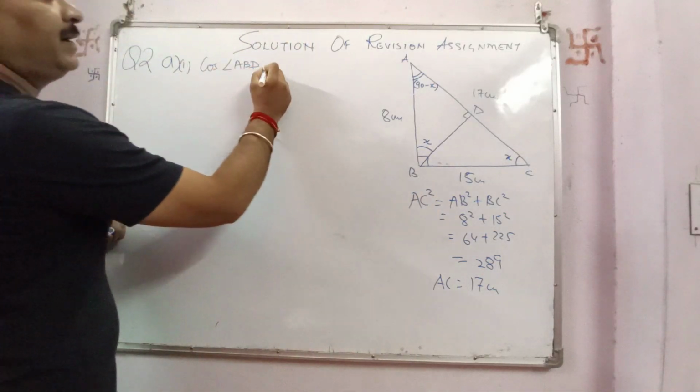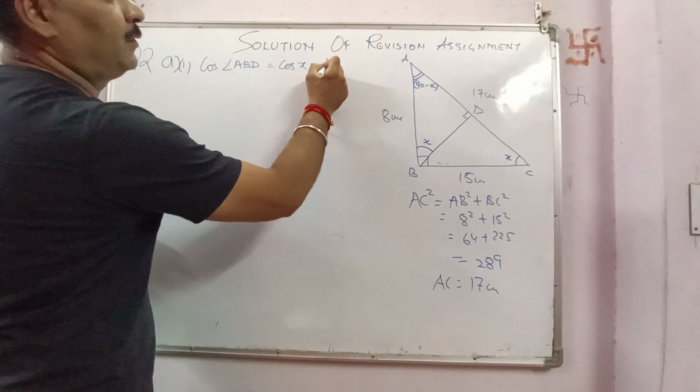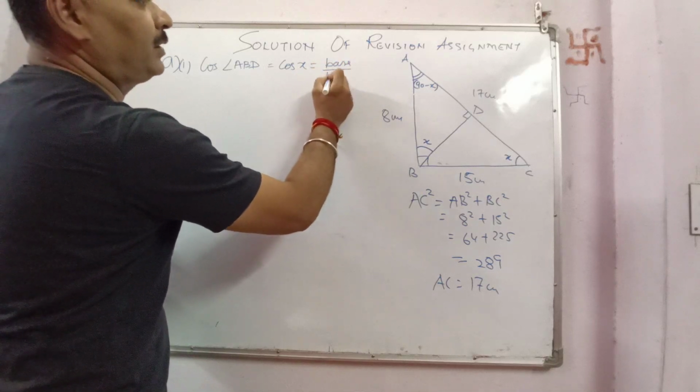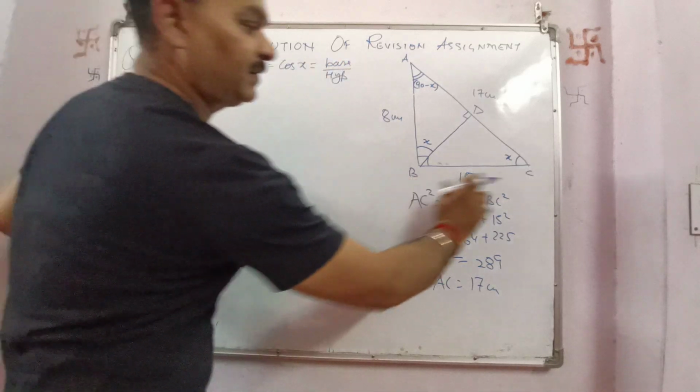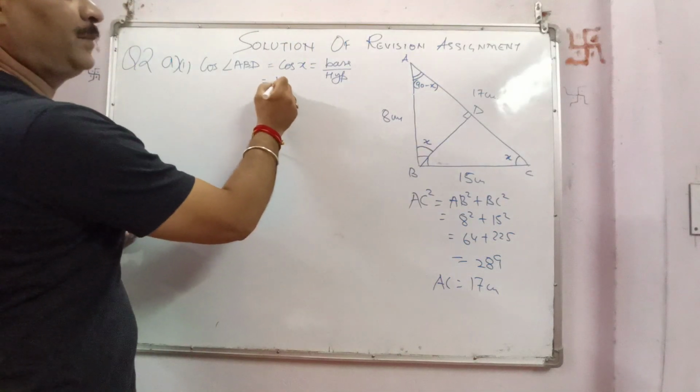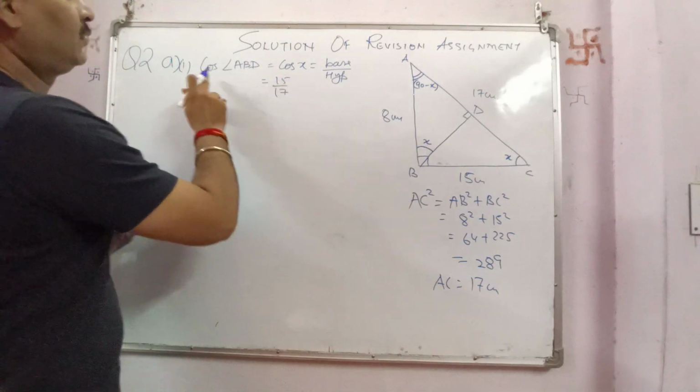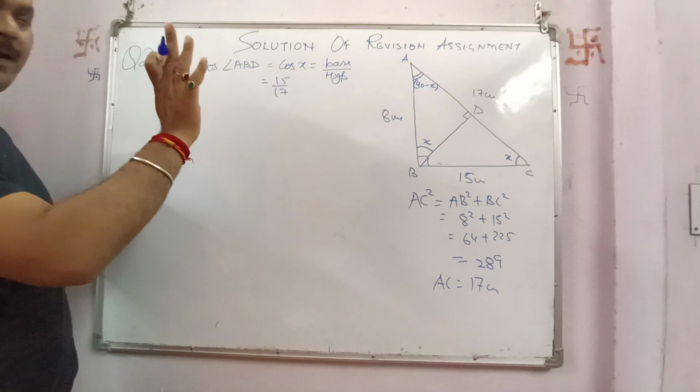Now cos of angle ABD, that is cos of X, which is what? Base upon hypotenuse. Now base is 15 and hypotenuse is 17. So cos of angle ABD is 15 by 17.